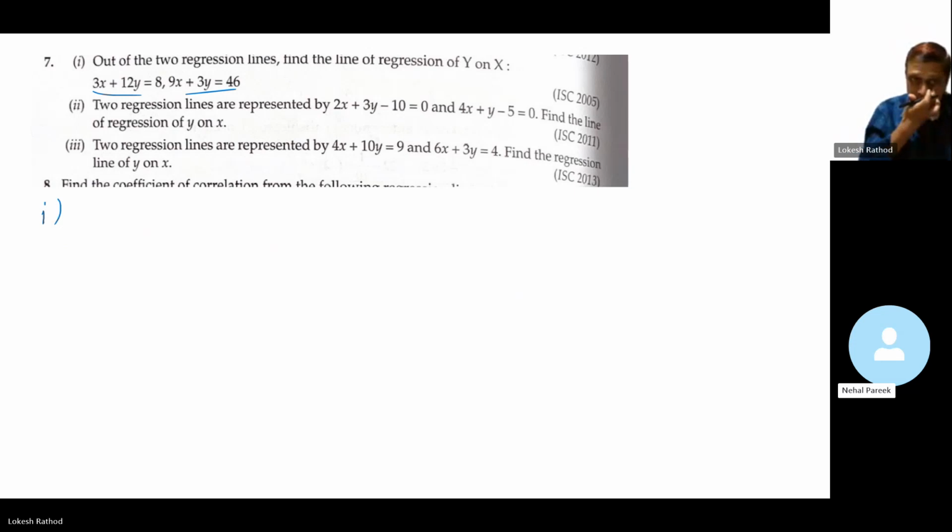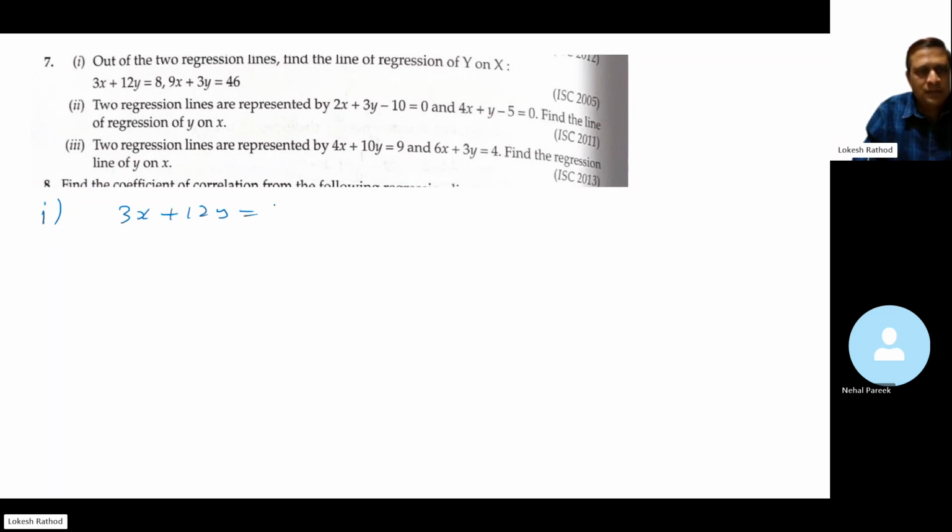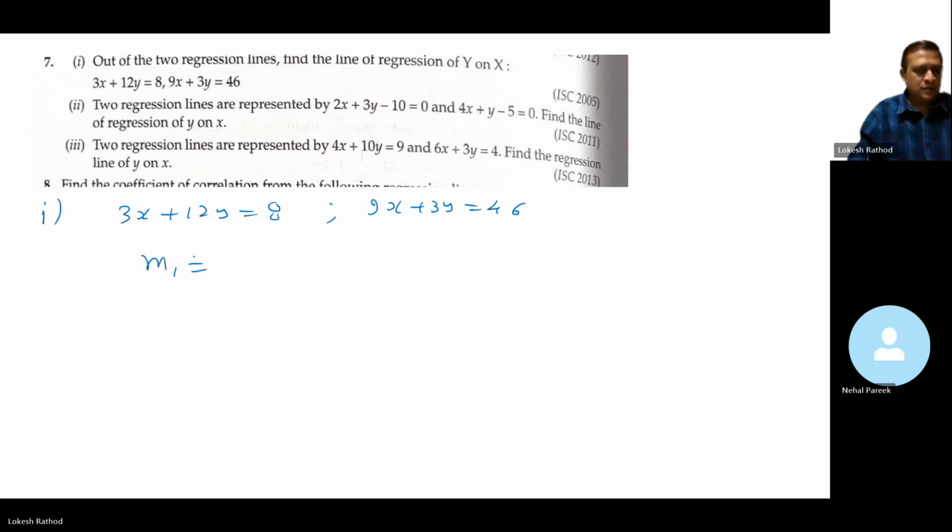No, I don't know. See, one will be bxy, one will be byx, right? Let's say this is line 1, this is line 2, let me write it. One line is 3x plus 12y equal to 8. One line is 9x plus 3y equal to 46. What is the slope of this line? What is the slope of this line?